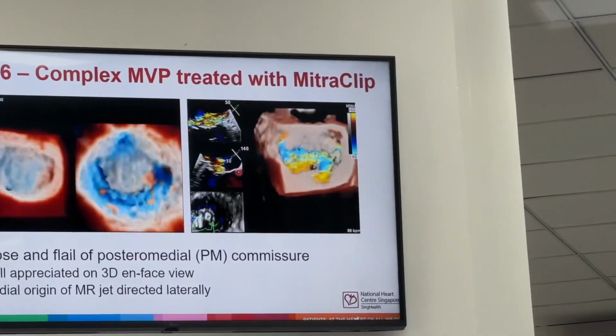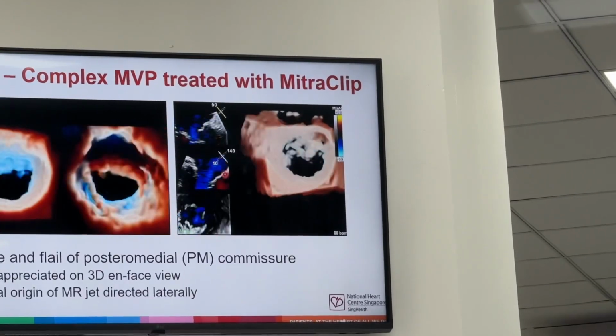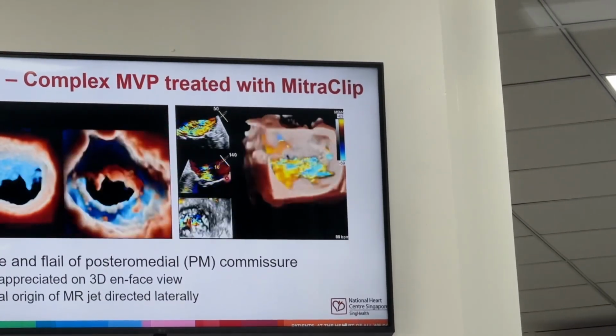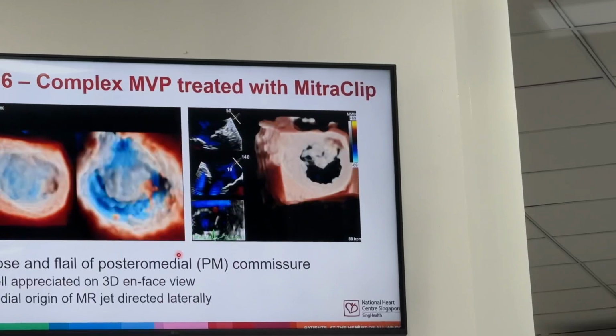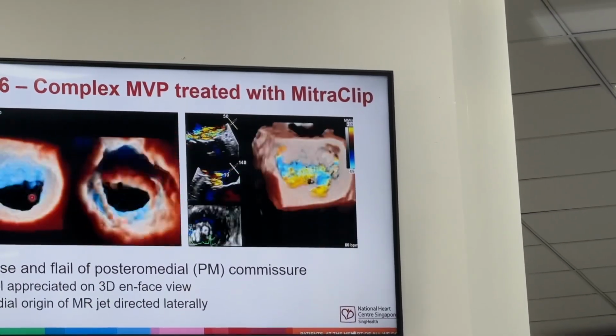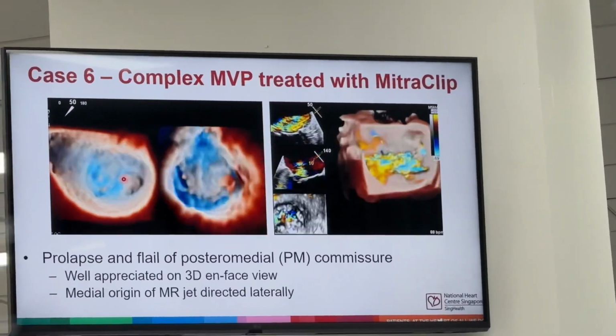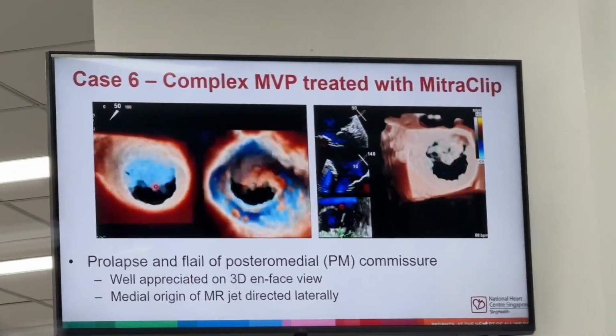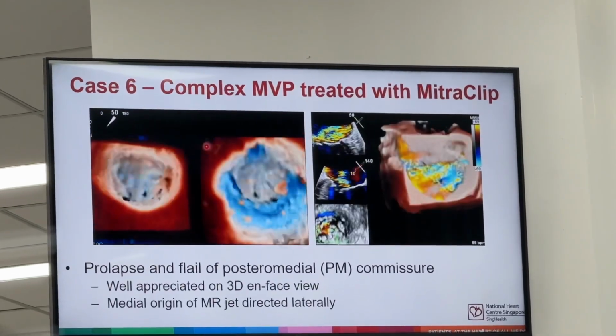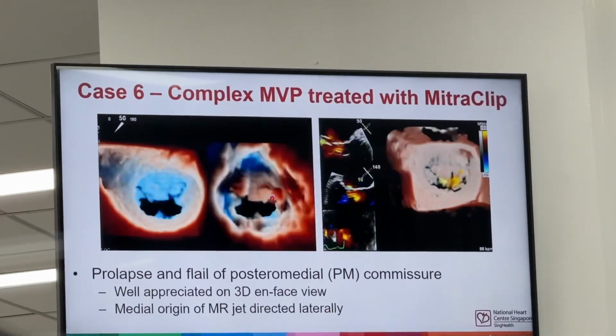In 3D imaging, we can appreciate the same finding. Prolapse and flail of the posteromedial commissural segment, and this is from the atrial perspective, and this is from the ventricular perspective.